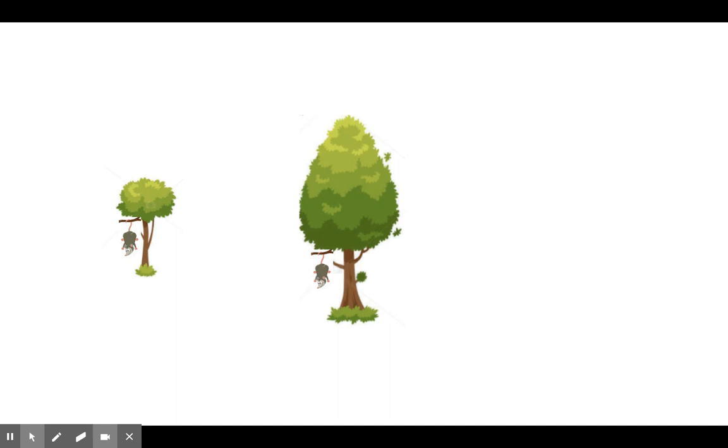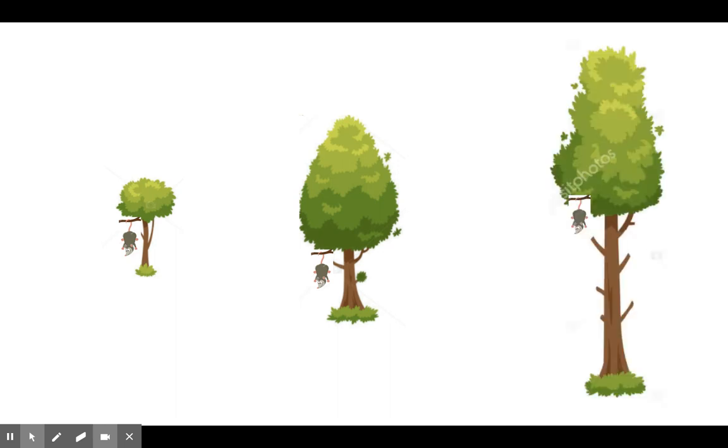The third little possum searched and searched and searched. He didn't want to find a short tree or a medium tree. He wanted to find a tall tree. So that's what he did.